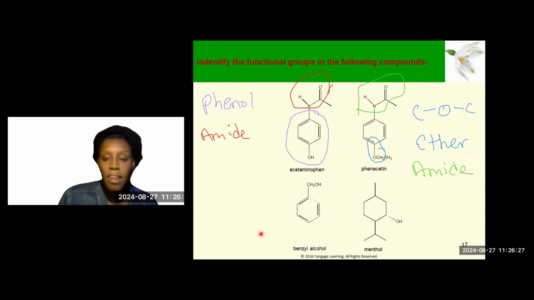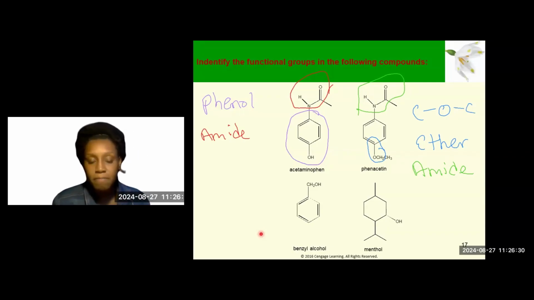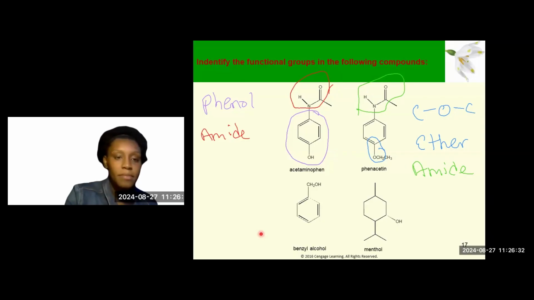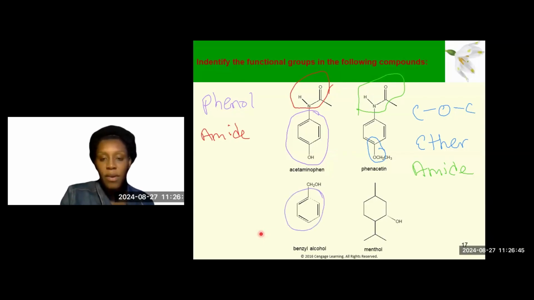Let us go to the next one. On this next one, we have a functional group here, and then there's a functional group here. Well, let me do a different color.